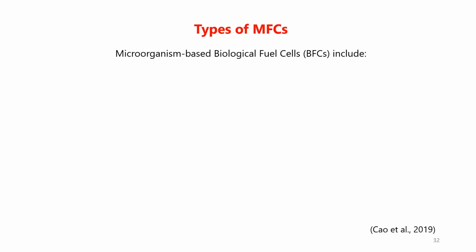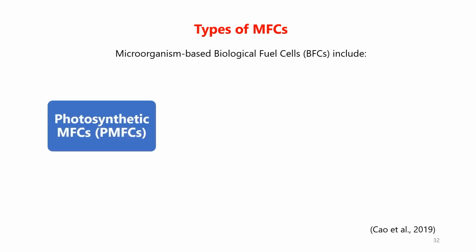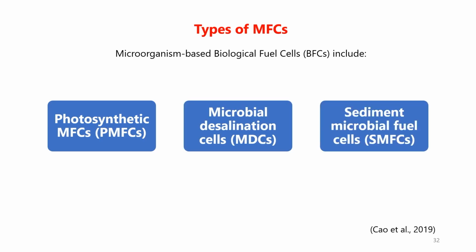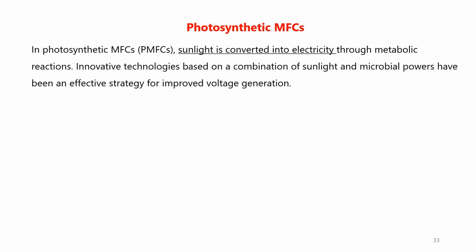Now, what are the different types of MFCs? Microorganism-based biological fuel cells include photosynthetic MFCs or PMFCs, then microbial desalination cells or MDCs, and then sediment microbial fuel cells or SMFCs. So, these photosynthetic microbial fuel cells convert sunlight into electricity through metabolic reactions. Innovative technologies based on a combination of sunlight and microbial power have been an effective strategy for improved voltage generation.